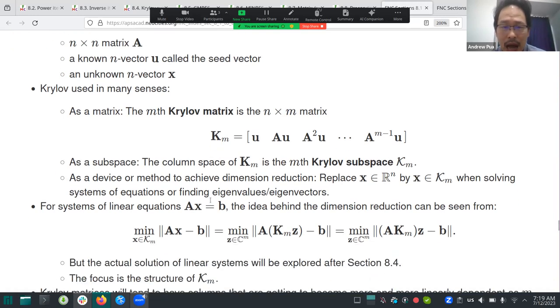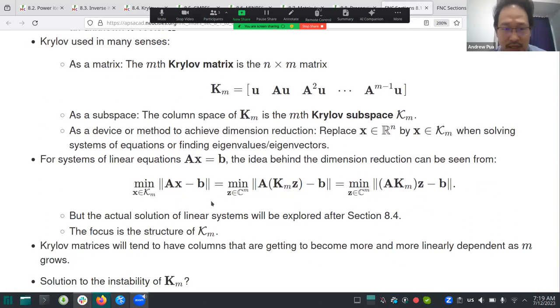And how exactly is it done? Regrettably, section 8.4 doesn't tell you how it's done yet. It will show up in 8.5 and 8.6, but there's a sense in which it could be done. The idea is to do some form of least squares. So you have the distance between Ax and b, and you're looking for x in the Krylov subspace script K_m.